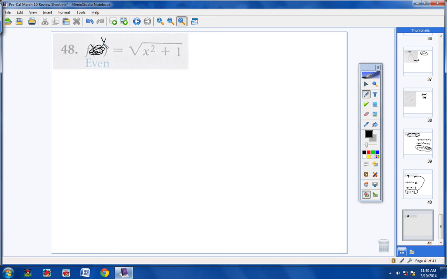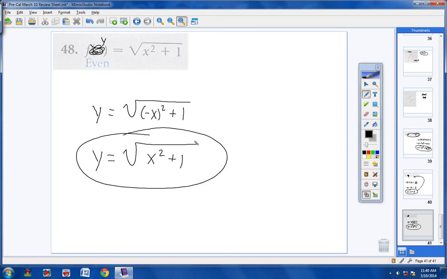All right, let's check for y-axis symmetry, for even. Everywhere there is an x, I'm going to substitute negative x. Here we go. Well, if you simplify that, a negative x times a negative x is a positive x squared plus 1. That was a very simple problem, and it definitely matches the original problem. So yes, I do have y-axis symmetry, thus I do have an even function.